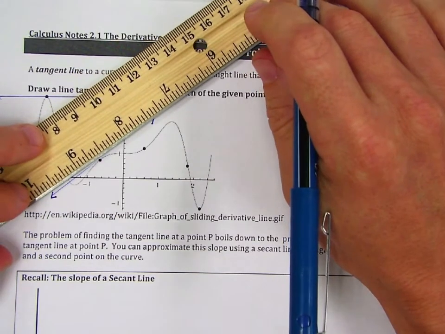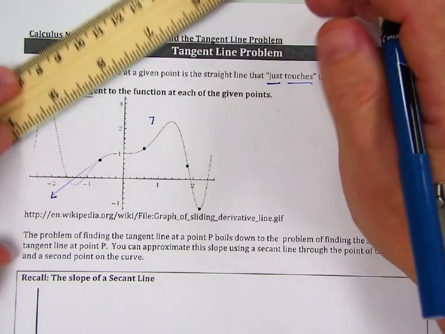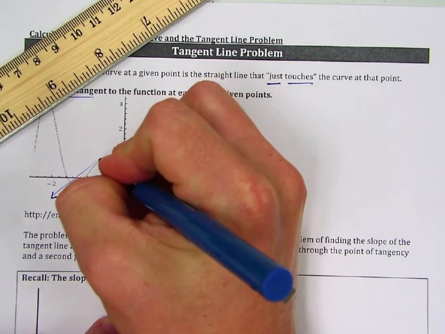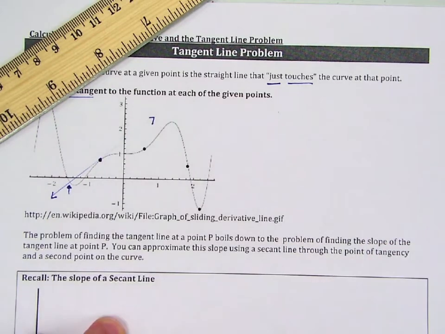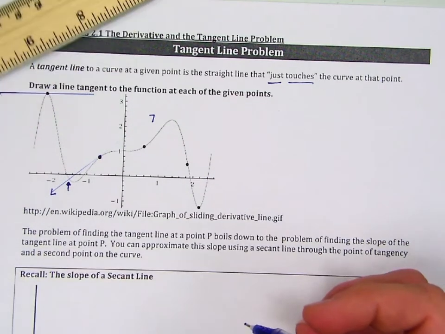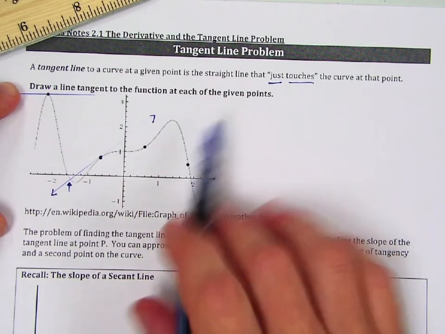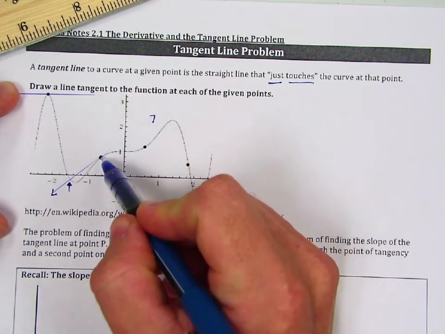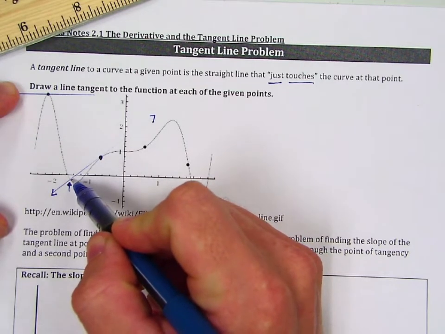Now you'll notice here with this tangent line that it actually intersects the point once here, and there's actually an intersection right here. But the way this works is we want the line tangent to the function at a given point. So this is the tangent line at this point because it just touches here, even though it may intersect the graph in another place.